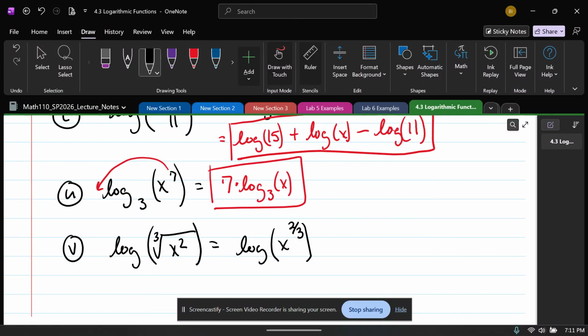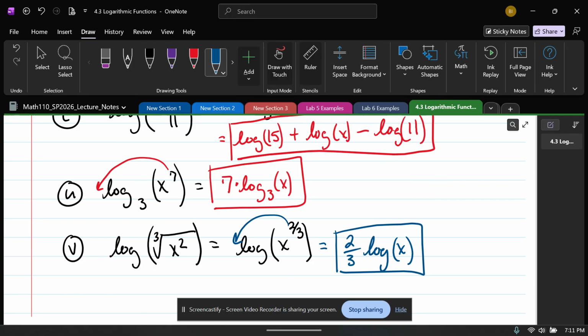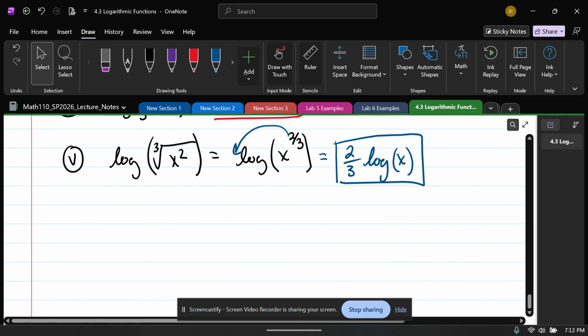The index of the radical becomes the denominator of the fraction exponent. The 2 on the x is the numerator of the exponent. The 3, that's the index of the radical, that becomes the denominator. Now that's a power property, so that 2/3 is just going to drop to the front. So there we had a power property mixed in with that radical stuff happening.